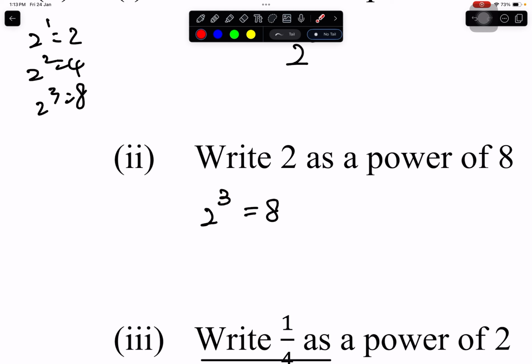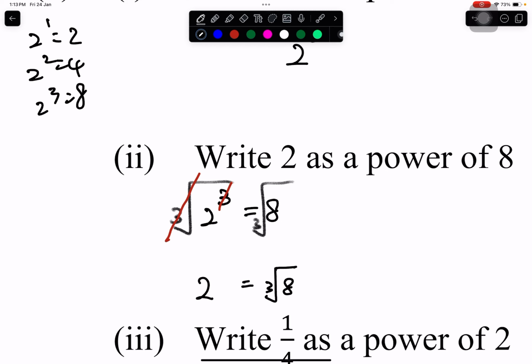We want 2 only. That means we have to take the cube root on both sides, right? Because we take the cube root on both sides, the cube root and the third power of the 2 will be gone. So you will have 2, and that equals the cube root of 8. As we remember, the cube root of something, we write as something to the power of 1 over 3. So we write this as 2 equals 8 to the power of 1 over 3. Okay?